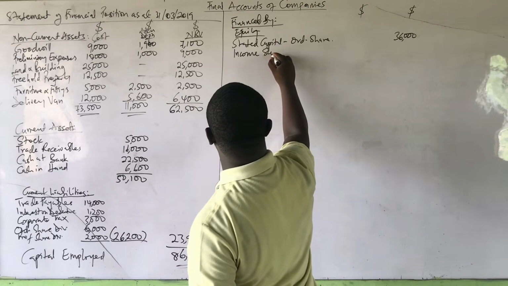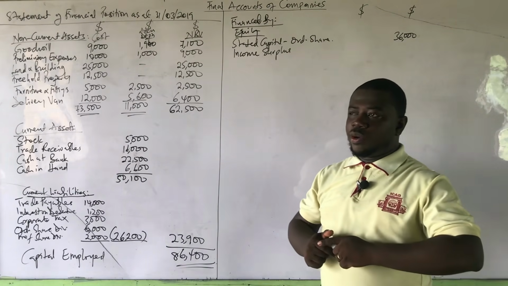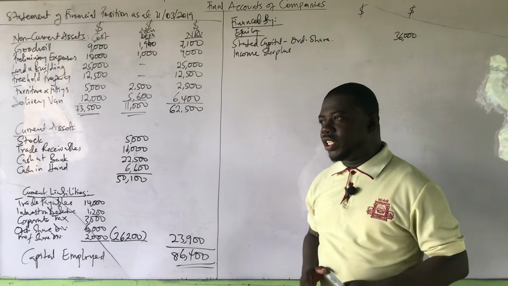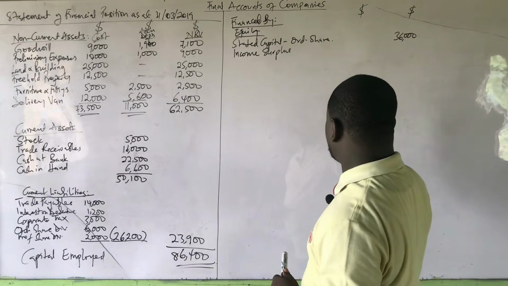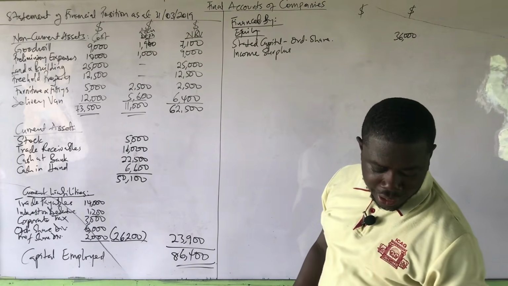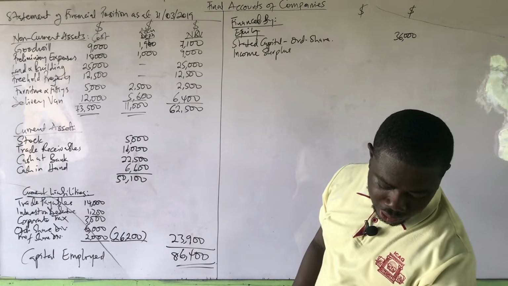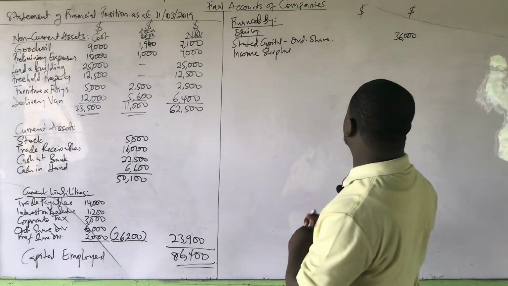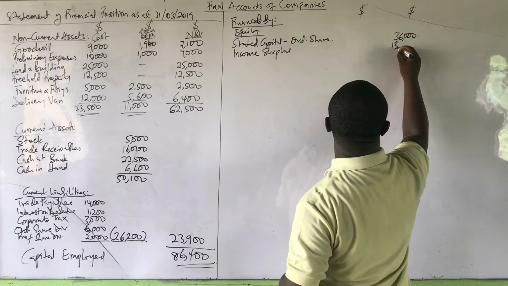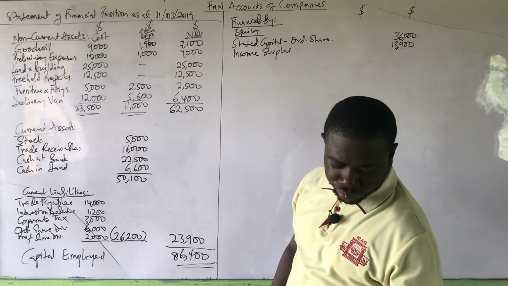And then we add our income surplus balance. Remember that I told you let us not mix the items of debt with equity. Preference shares are to be treated as long-term liabilities. So for income surplus, we bring the closing balance from the income surplus account that we prepared. That was 13,900. We have 13,900 as our income surplus balance.